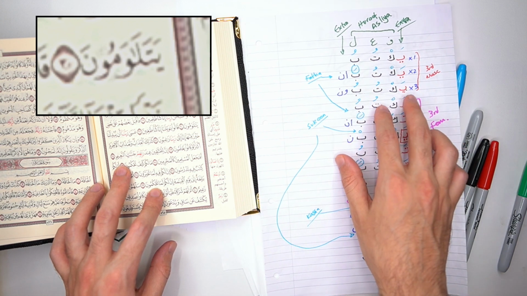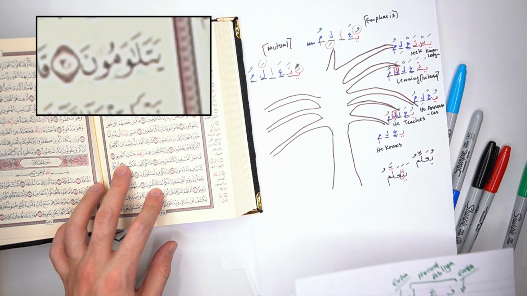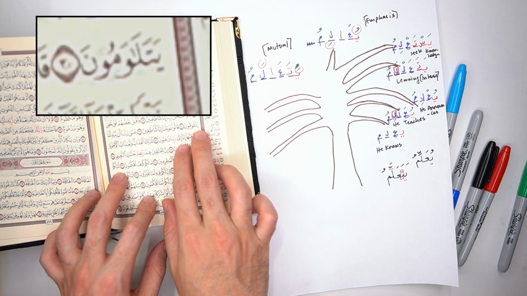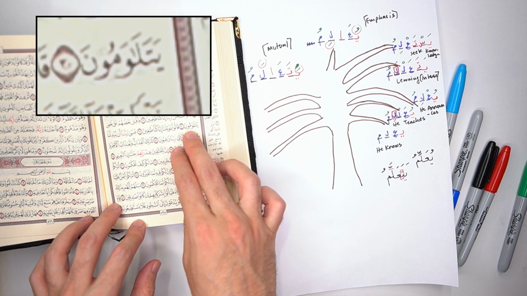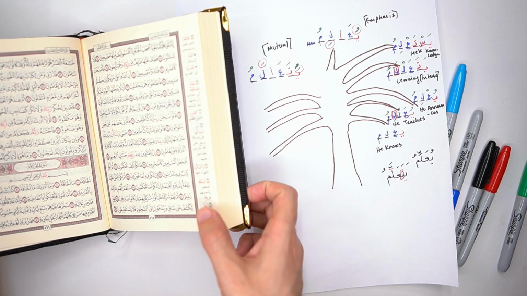It falls under this pattern, and it's got un at the end, so third person masculine plural, men. Yatalawamun. They were all telling each other off, and they were all blaming each other. Yatalawamun. Okay, so this is an example in the Quran.